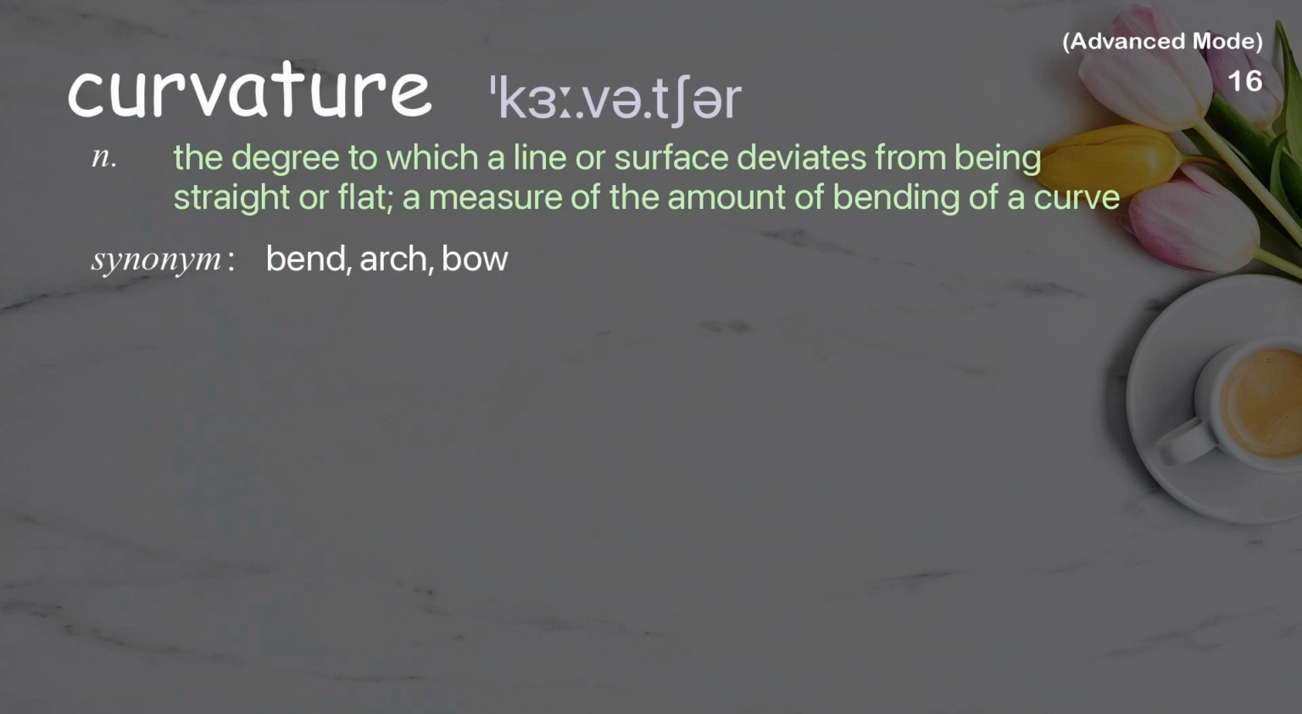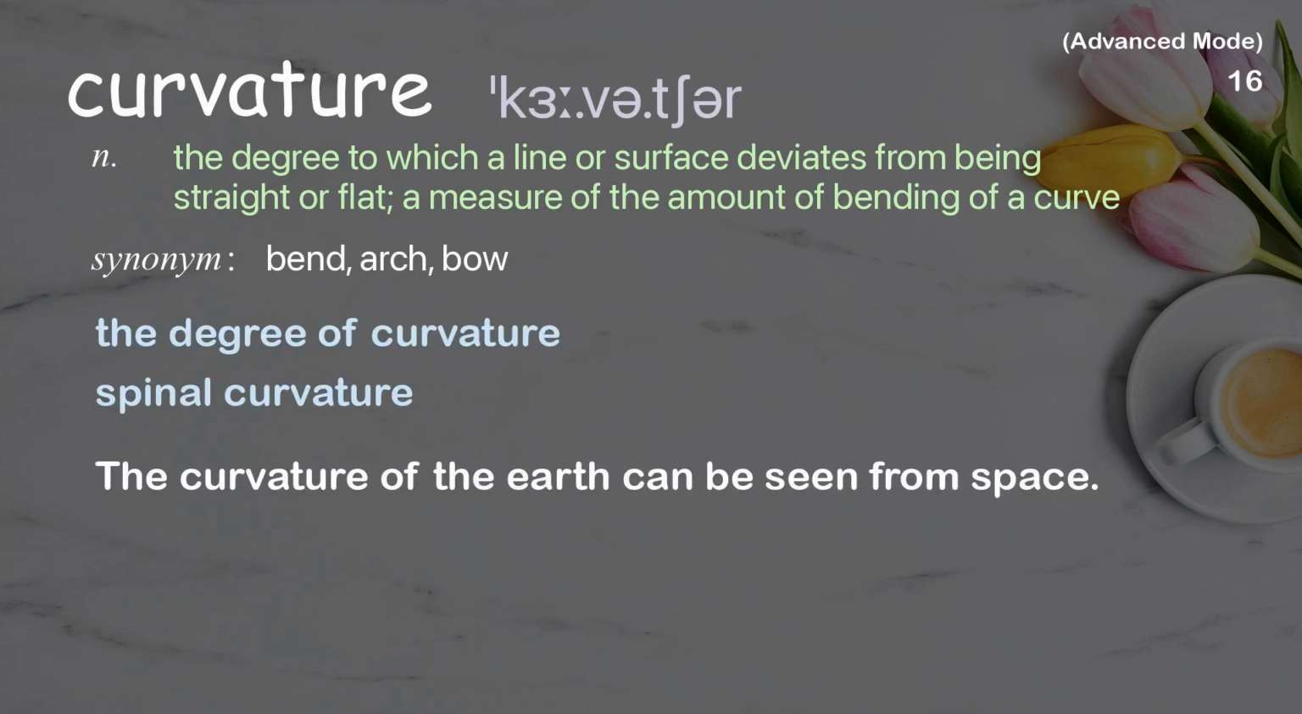Curvature. The degree to which a line or surface deviates from being straight or flat, a measure of the amount of bending of a curve. Examples: The degree of curvature. Spinal curvature. The curvature of the Earth can be seen from space.